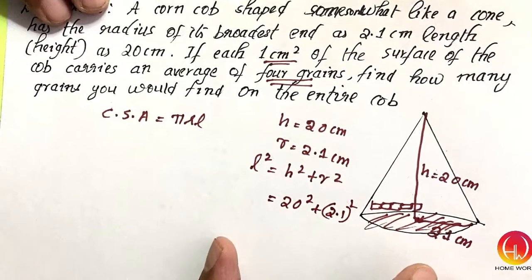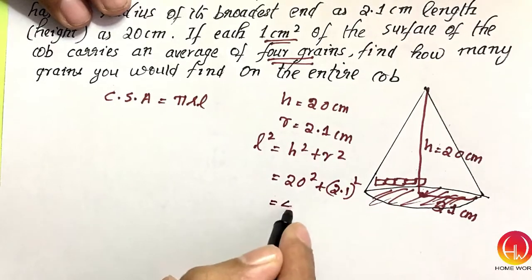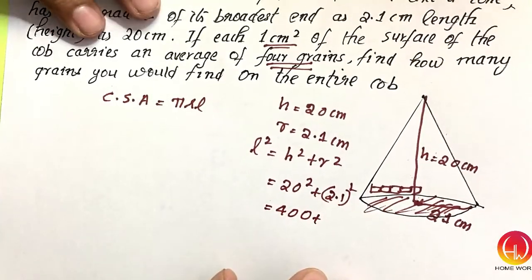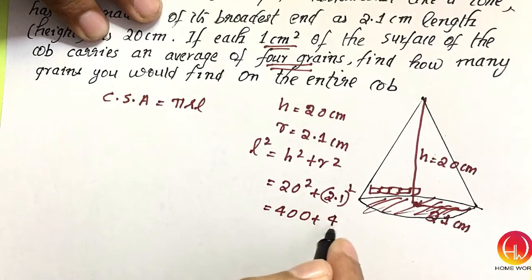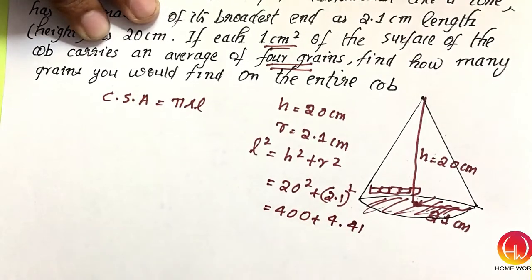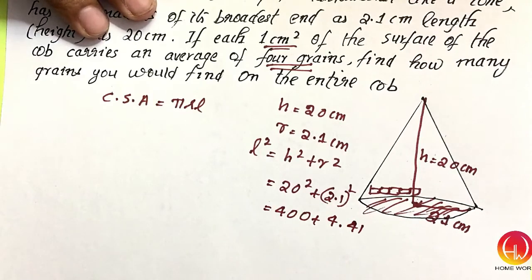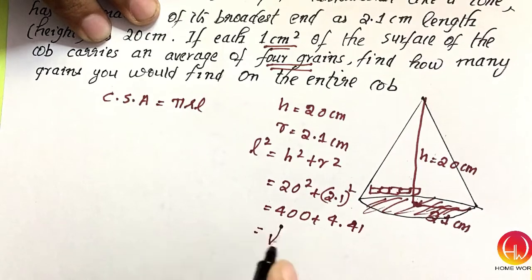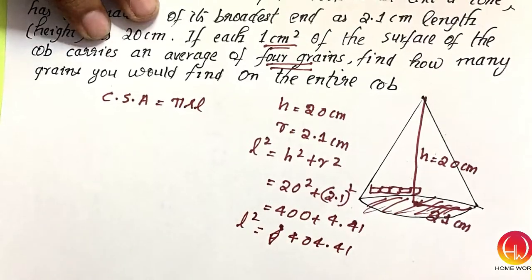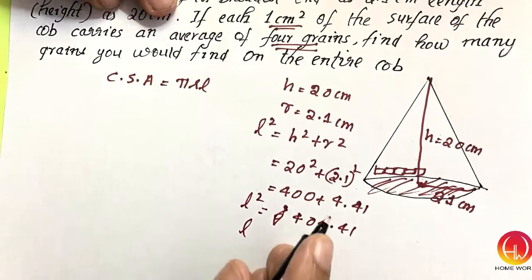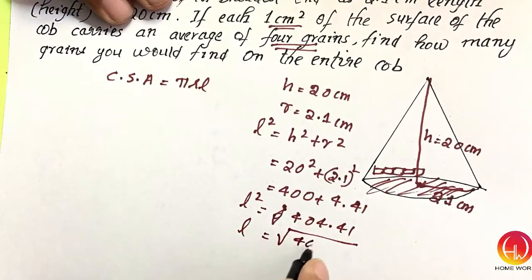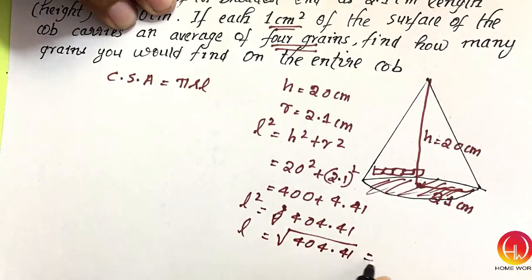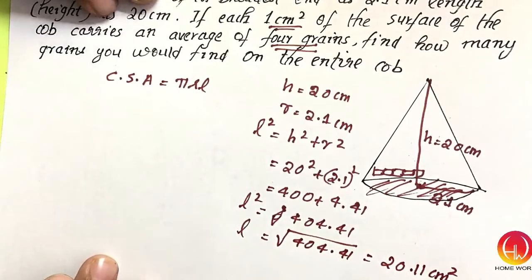Then what is 20 square? 20 into 20 equal to 400 plus 2.1 square equal to 4.41. 21 into 21, 441. So 2.1 square equal to 4.41. Then if we add, we will get 404.41. L square equal to 404.41. Then L equal to root 404.41. That is equal to 20.11 cm. Okay, so its slant height equal to 20.11 cm.